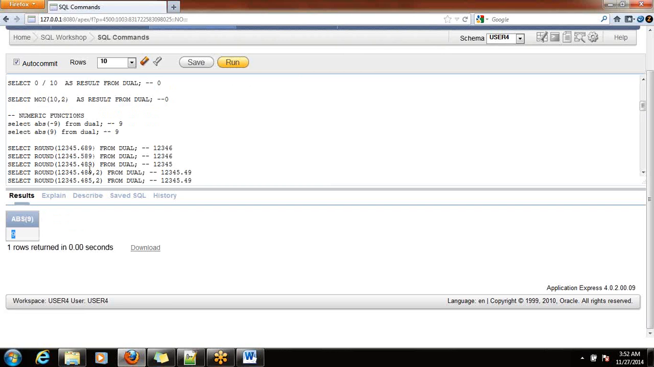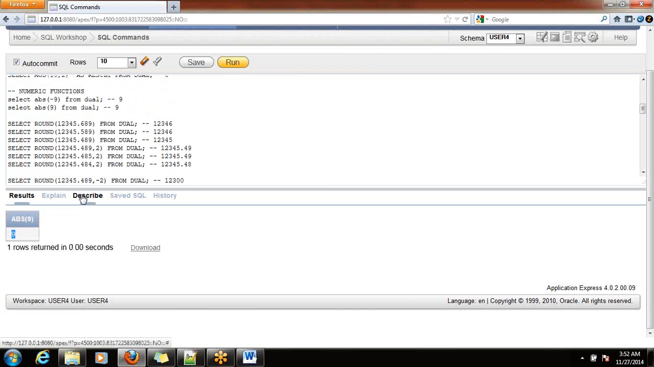Now observe carefully some functions. There is a round function, which will round a given number to an integer. Look there, round off. I am giving a value 12345.689. Because it's more than 5, it will round up to 6.